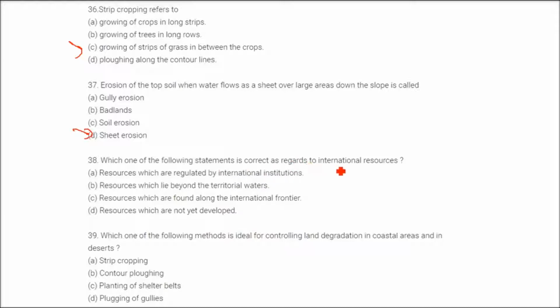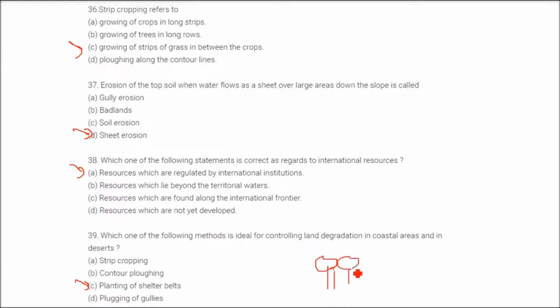Which one of the following statements is correct as regards to international resources? It is resources which are regulated by international institutions, international resources. Which one of the following methods is ideal for controlling land degradation in coastal areas and in deserts? The answer is planting of shelter belts.